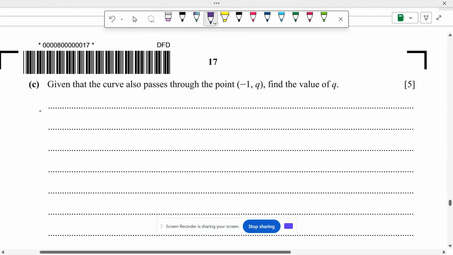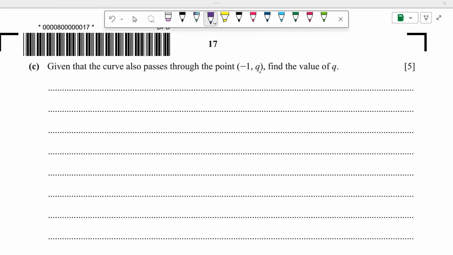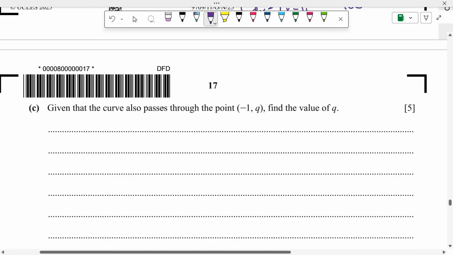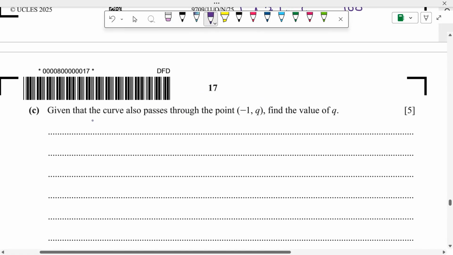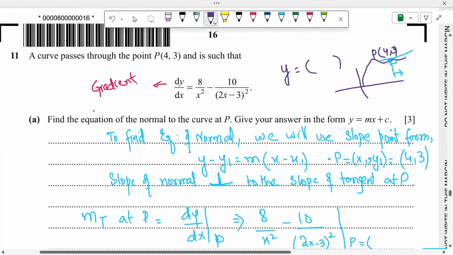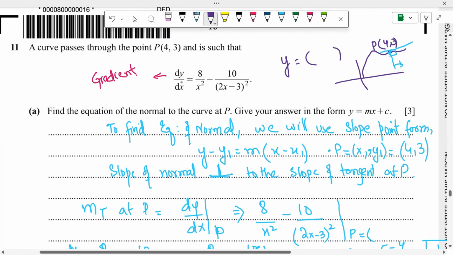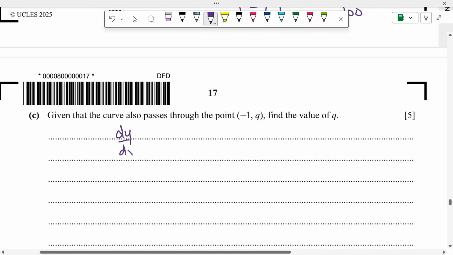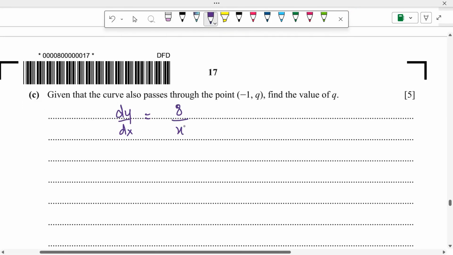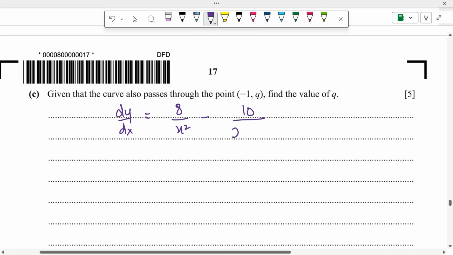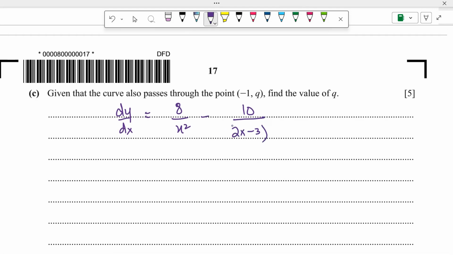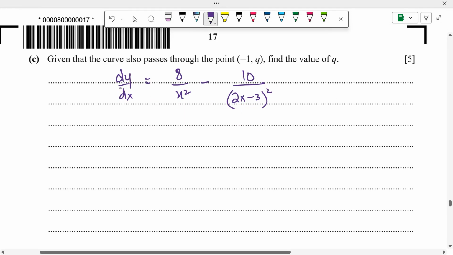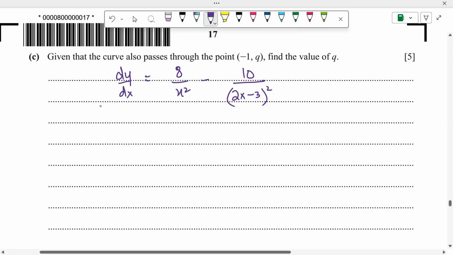Now let's move to part C. Given that the curve passes through the point negative 1 comma q, find the value of q. First we need to find the equation of the curve, because this point will satisfy the equation of the curve. We don't have the equation of the curve, but the derivative of the curve is given. So we will use this equation: dy over dx is equal to 8 over x squared minus 10 over (2x minus 3) whole squared. We need to find the equation of the curve.